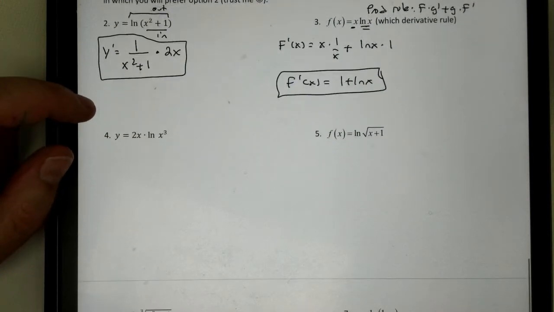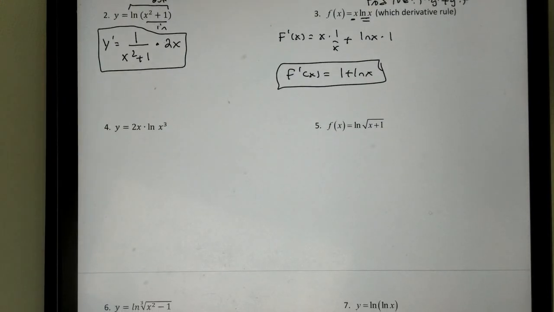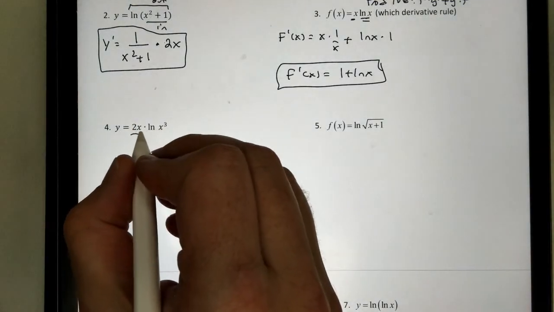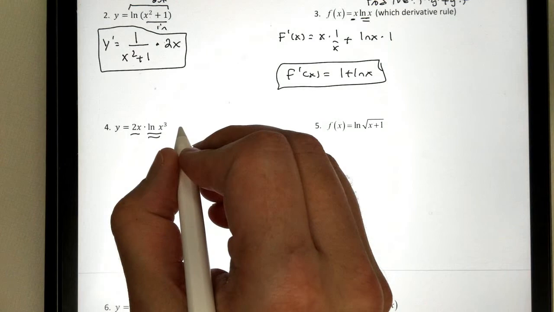All right, let's take a look at number 4 here. Oh my gosh, it's escalated quickly. For here, same thing. I'm going to use my product rule.